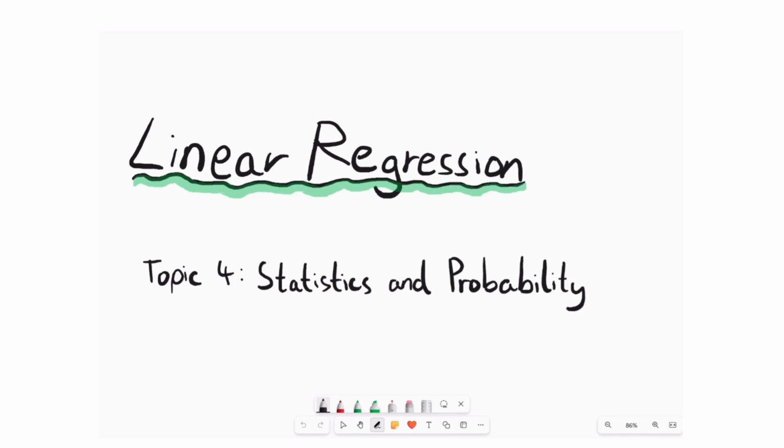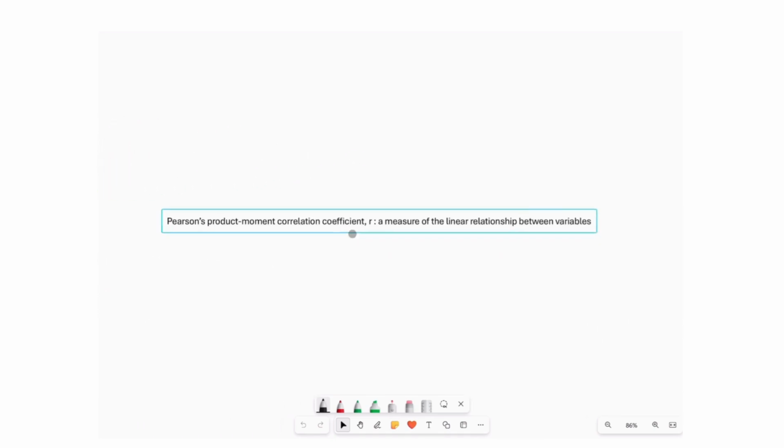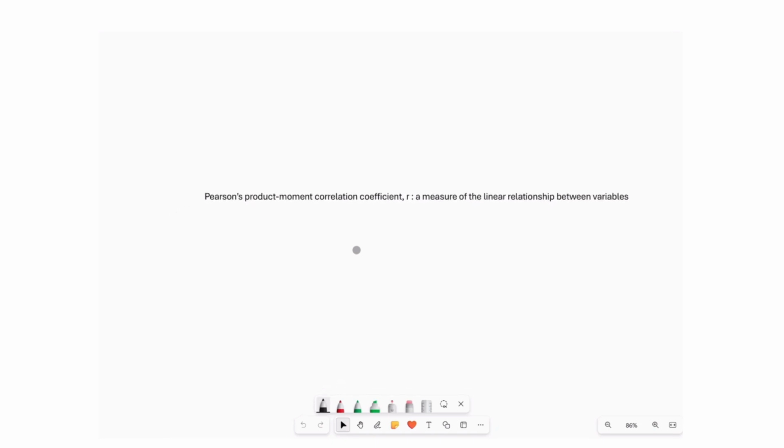And if you think about it as a line of best fit, a line of best fit that tells you how correlated X and Y are. Now, there is a measure of this linear regression to tell you how strong that relationship is, and that is the Pearson's product moment correlation coefficient, R. So we always refer to it as R because that's a pretty wordy name, but it's basically a measure of the linear relationship between variables. So it tells you how strongly X is related to Y, if that makes sense. So yeah, hopefully this will make more sense in a bit.